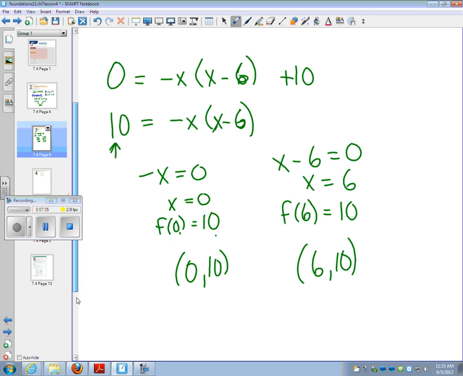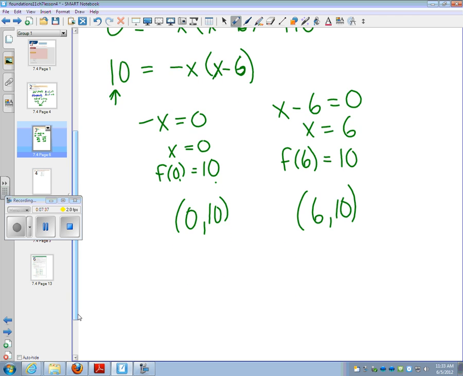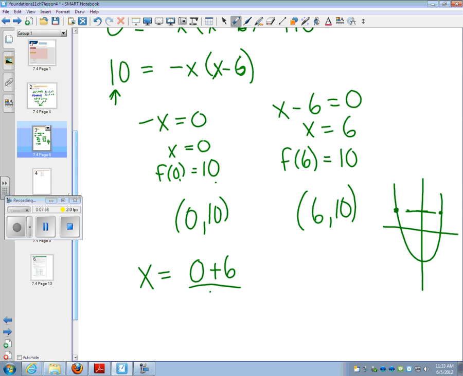Next, I can find the axis of symmetry. And remember, if I have 2 points on my parabola, the axis of symmetry is going to be halfway in between 2 points that have the same y value. So it's going to be halfway in between 0 and 6. To find my axis of symmetry, I can go 0 plus 6 divided by 2. Well, that's just 6 over 2, which is 3. So my axis of symmetry is 3.